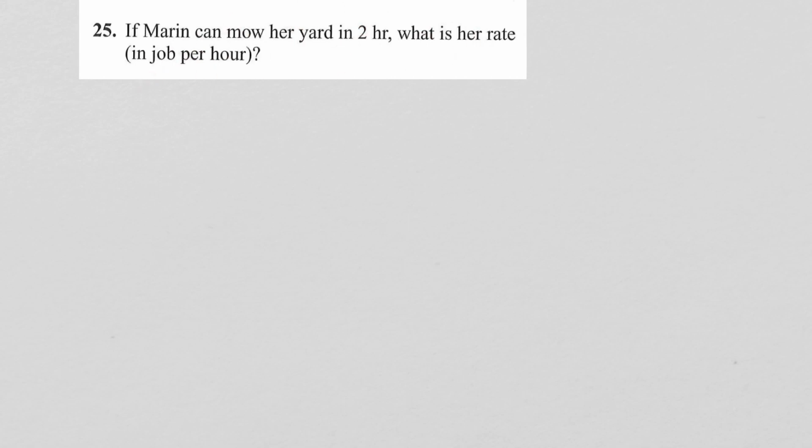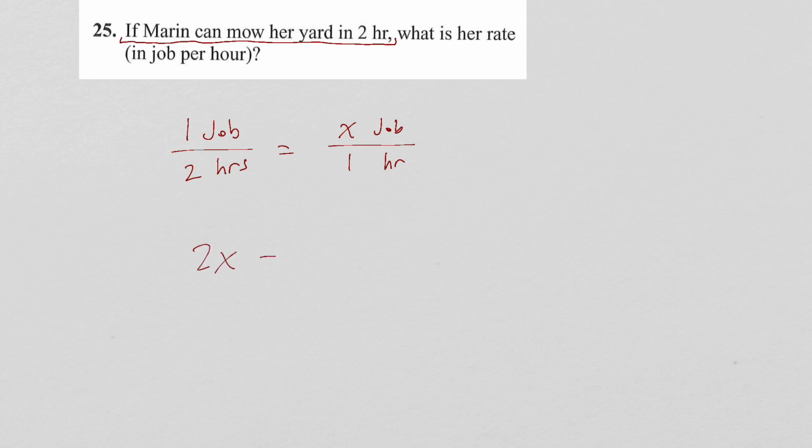Okay, so we're going to set up a proportion here. The first set of facts is from this right here. Marin can mow her yard in 2 hours. In other words, she can do one job in 2 hours. That means how many jobs can she do in 1 hour? So when we cross multiply, we get 2x is equal to 1 times 1, which is 1, and we divide by 2 and we get x is equal to a half. So she can do a half of a job per hour.